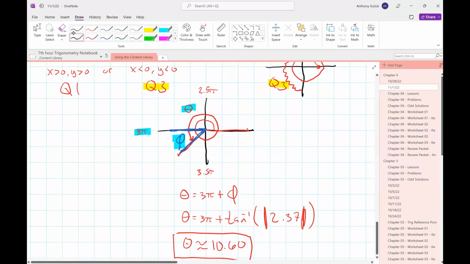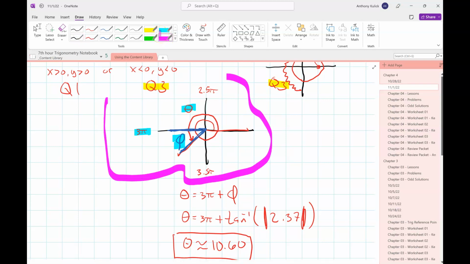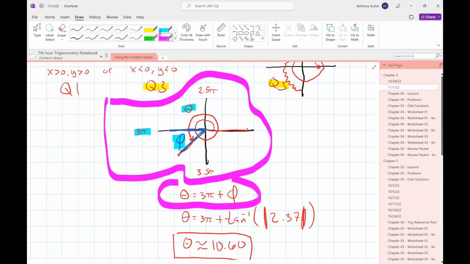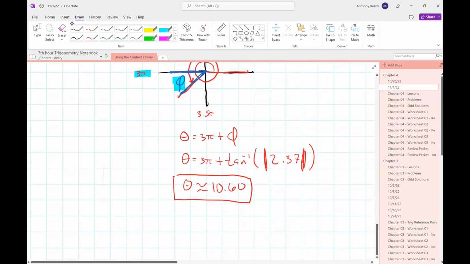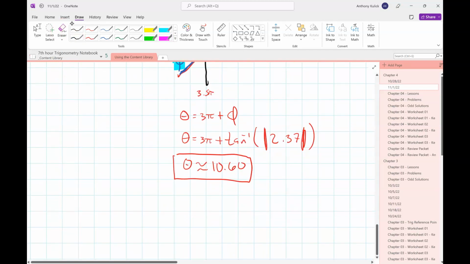What's the underrated skill here? Gotta be able to draw this picture, right? You gotta be able to draw that picture. Why do I need that picture? It's how I know what to type into my calculator, right? Gotta be able to do that. That's the underrated skill. That's probably the hardest part, is getting the picture right.